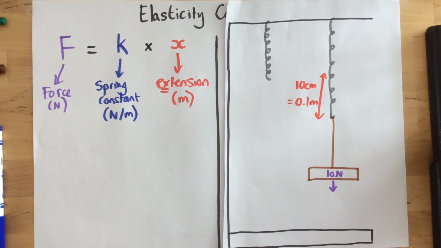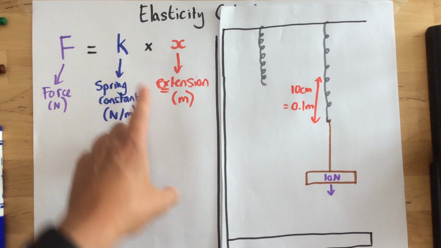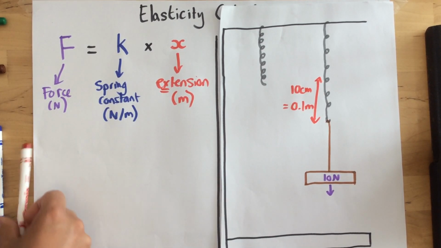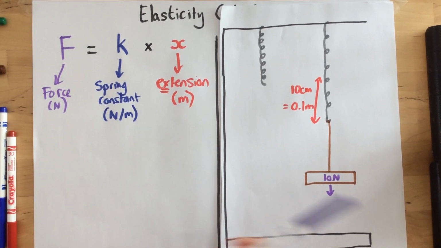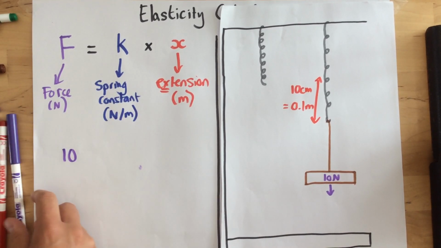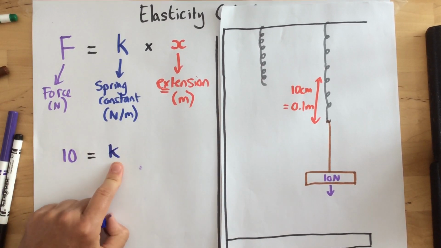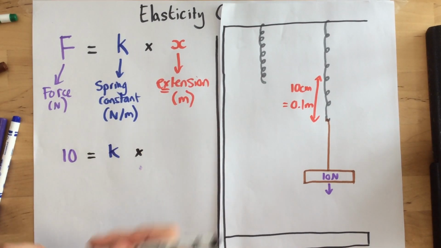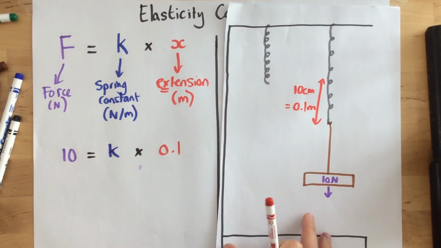So quite often in an exam question, for example, you might be asked to find the spring constant from this particular situation. So with this force and with this level of extension, what is the spring constant? Now, first of all, we have to do a little bit of rearranging. So the force is 10. Your spring constant, we don't know what that is. We're trying to figure out the spring constant of this particular spring. And finally, our value for our extension is 0.1 meters.